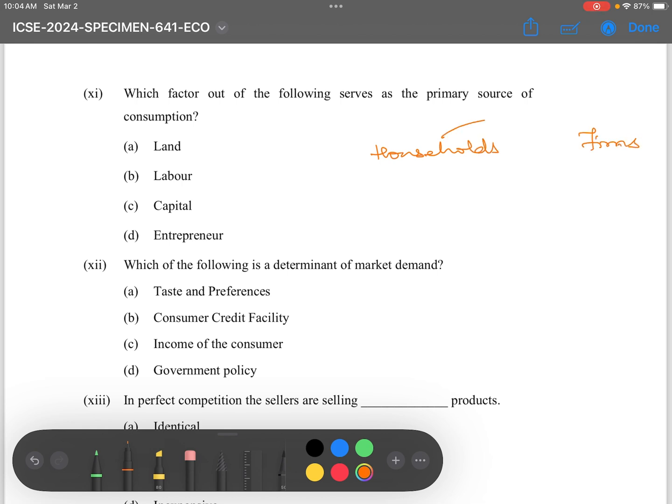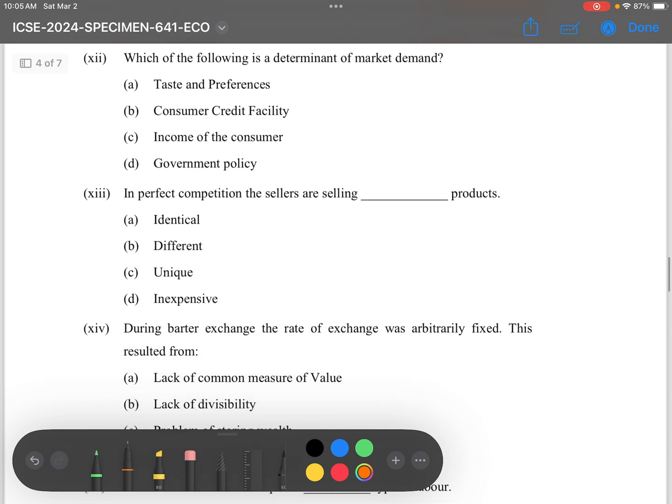You are talking about how households provide service to the firms, and firms pay these households wages, and firms produce goods and services for which households pay money to the firms. So who is the primary source of consumption here? Practically your labor. Labor is providing services to the firms, and they are also the ones who are going to consume the products made by these firms. So the answer is labor. Out of this, labor acts as the primary source of consumption.